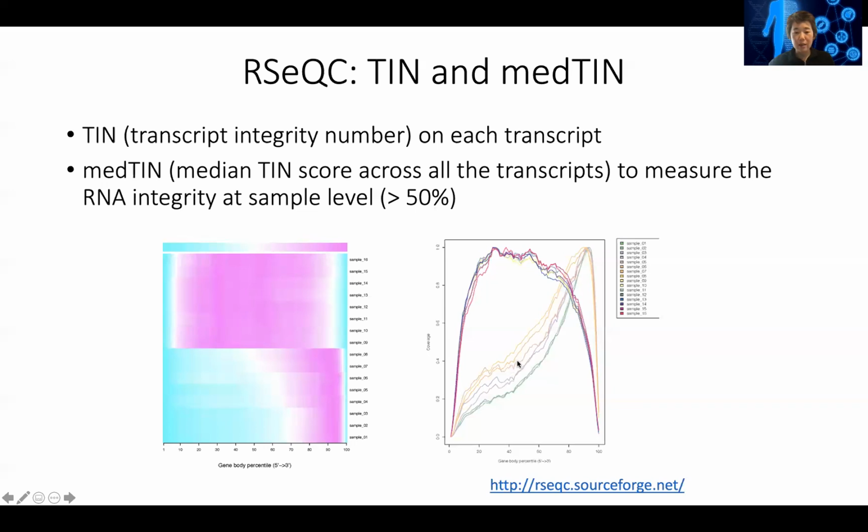And so if the median TIN score is less than 50%, you might still be able to read out the transcript from the 3' end, but it could be that some transcripts are already degraded, completely gone. You just don't know. And you have to be very careful in interpreting those results.